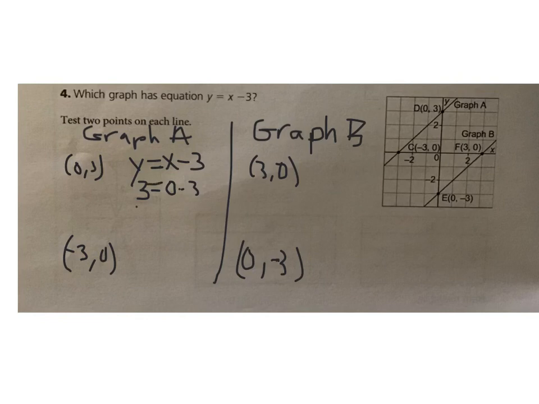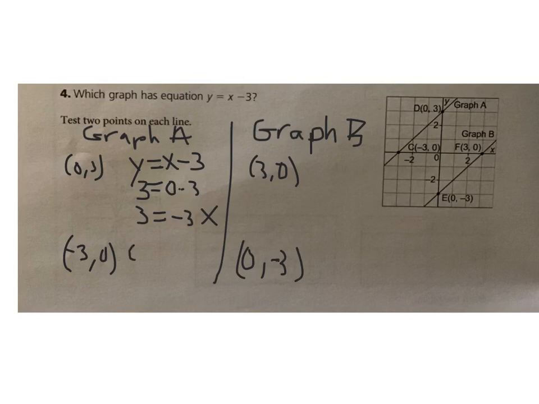So on the left side, I end up with 3. On the right side, I have 0 take away 3, which is -3. So that one doesn't match, which doesn't mean we rule out that one yet. So we have to get 2 that don't match, because we could have just made a mistake. So let's test the -3 and the 0.